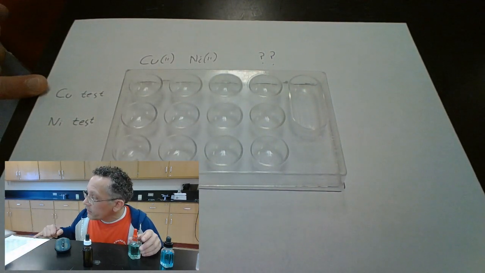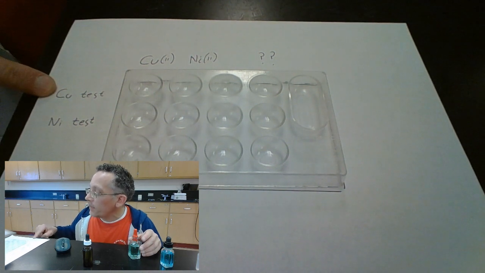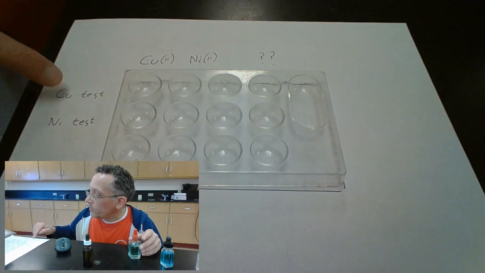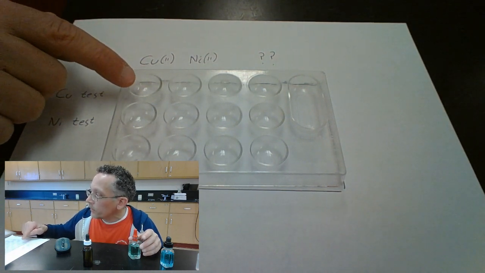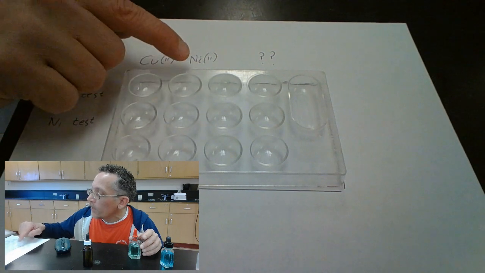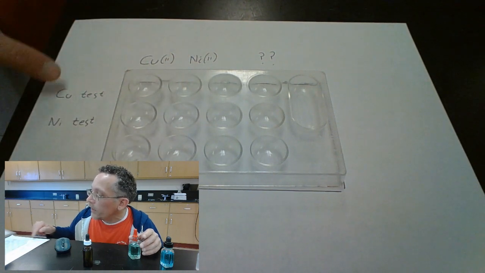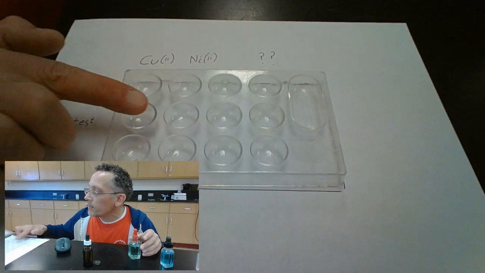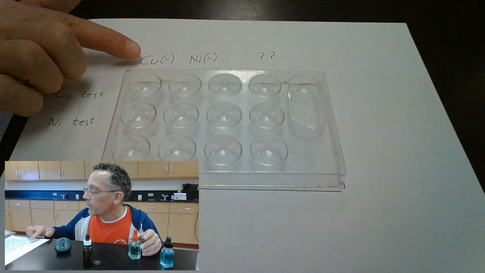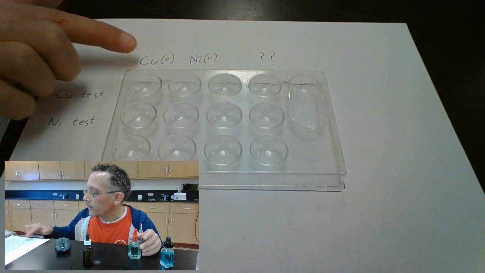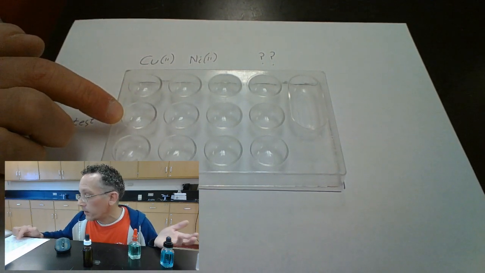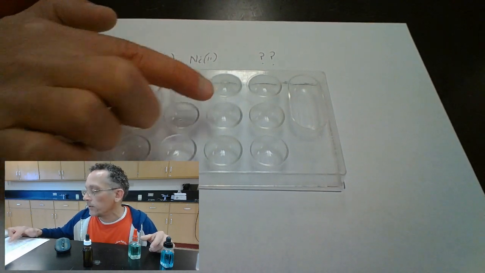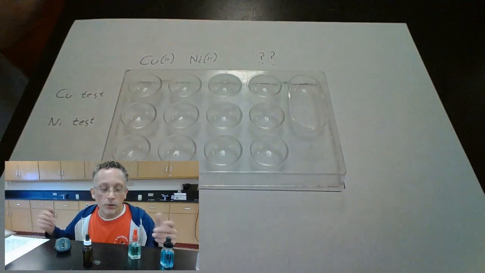And then over along the side, I put what test I'm going to do. So this is my copper 2 compound, and I'm going to do the copper test there. So this one, I should detect copper. This is my nickel compound, and I'm going to do the copper test, so I should not detect copper. And the same thing for the next row. I'll do the nickel test. So when I do the nickel test to the copper compound, I should not detect nickel. But when I do it to the nickel compound, I should detect nickel. And then we'll see which one the unknown behaves like.